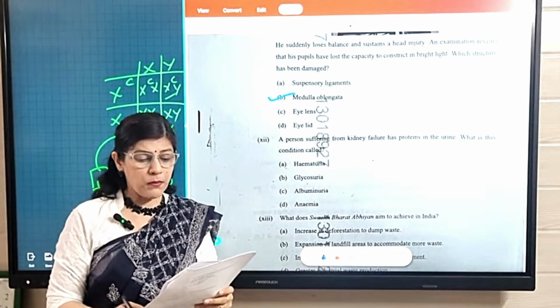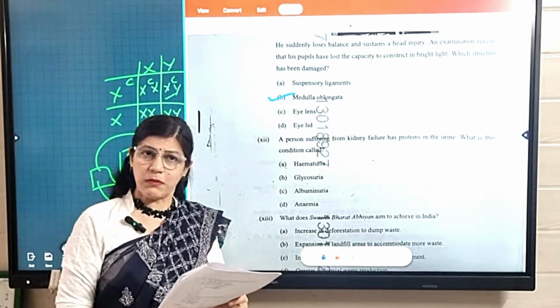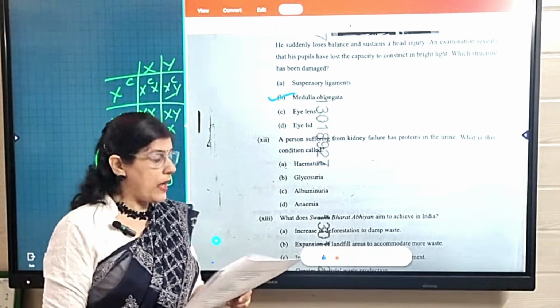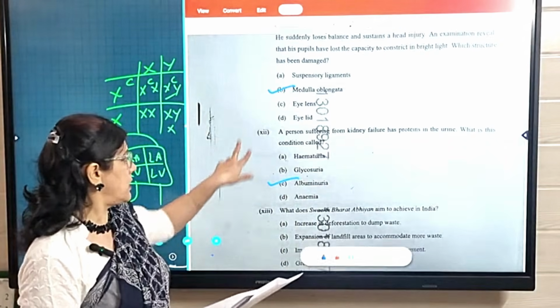A person suffering from kidney failure has proteins in the urine. तो हेमोचूरिया आया है फर्स्ट मीन्स ब्लड इन यूरिन, वो तो गलत है. ग्लाइकोजूरिया मीन्स ग्लूकोज इन यूरिन, तो एल्ब्यूमिनेरिया मीन्स आपका प्रोटीन इन यूरिन, विच इज करेक्ट ऑप्शन इन 12th पार्ट.